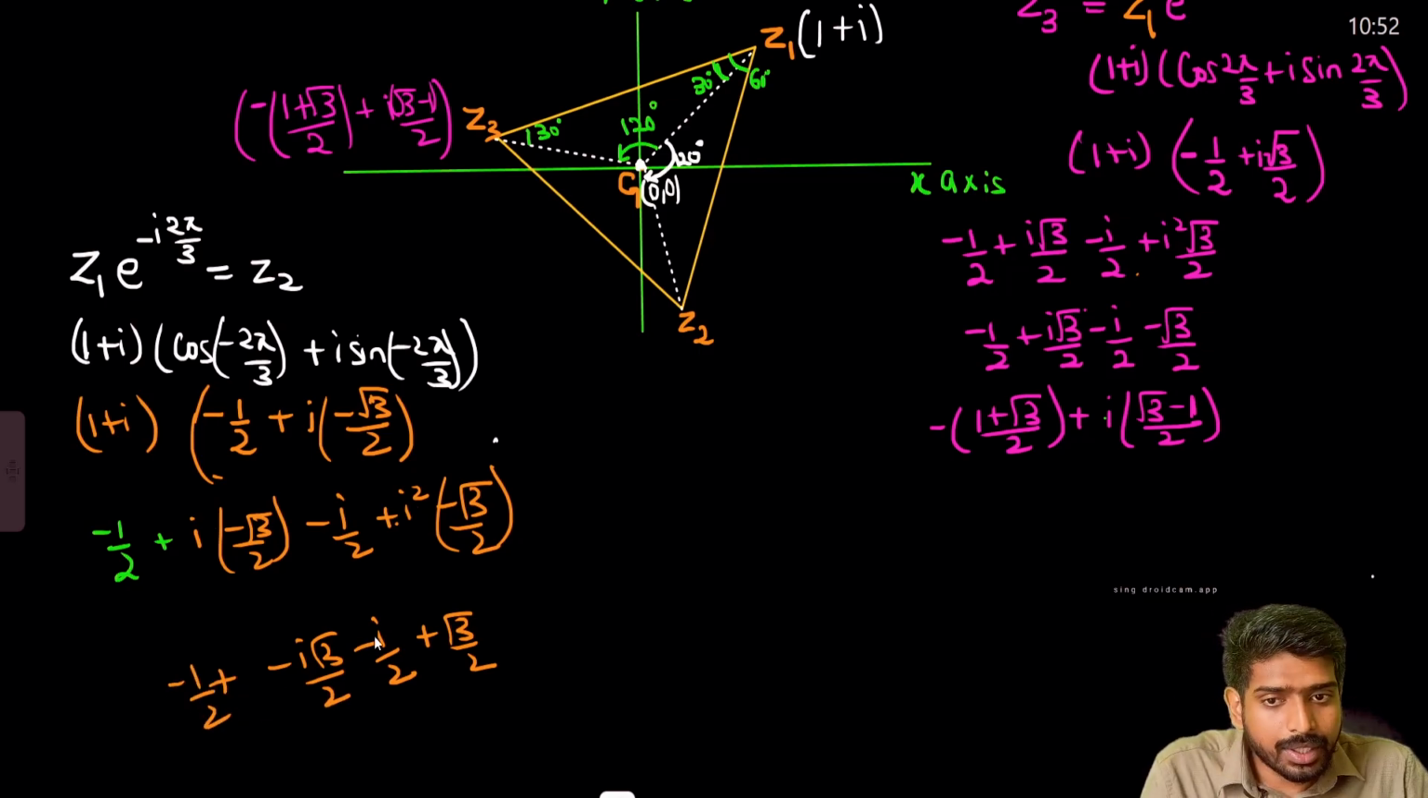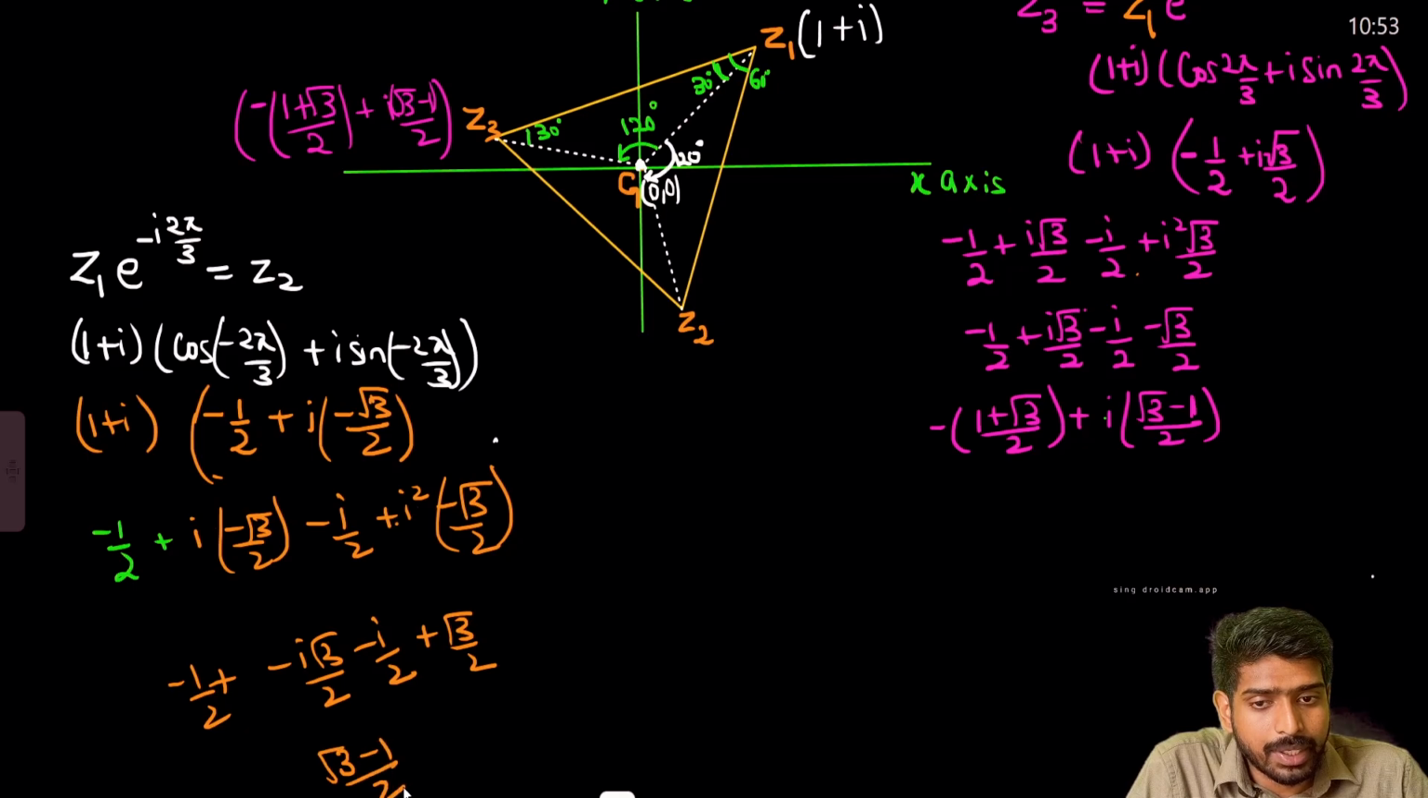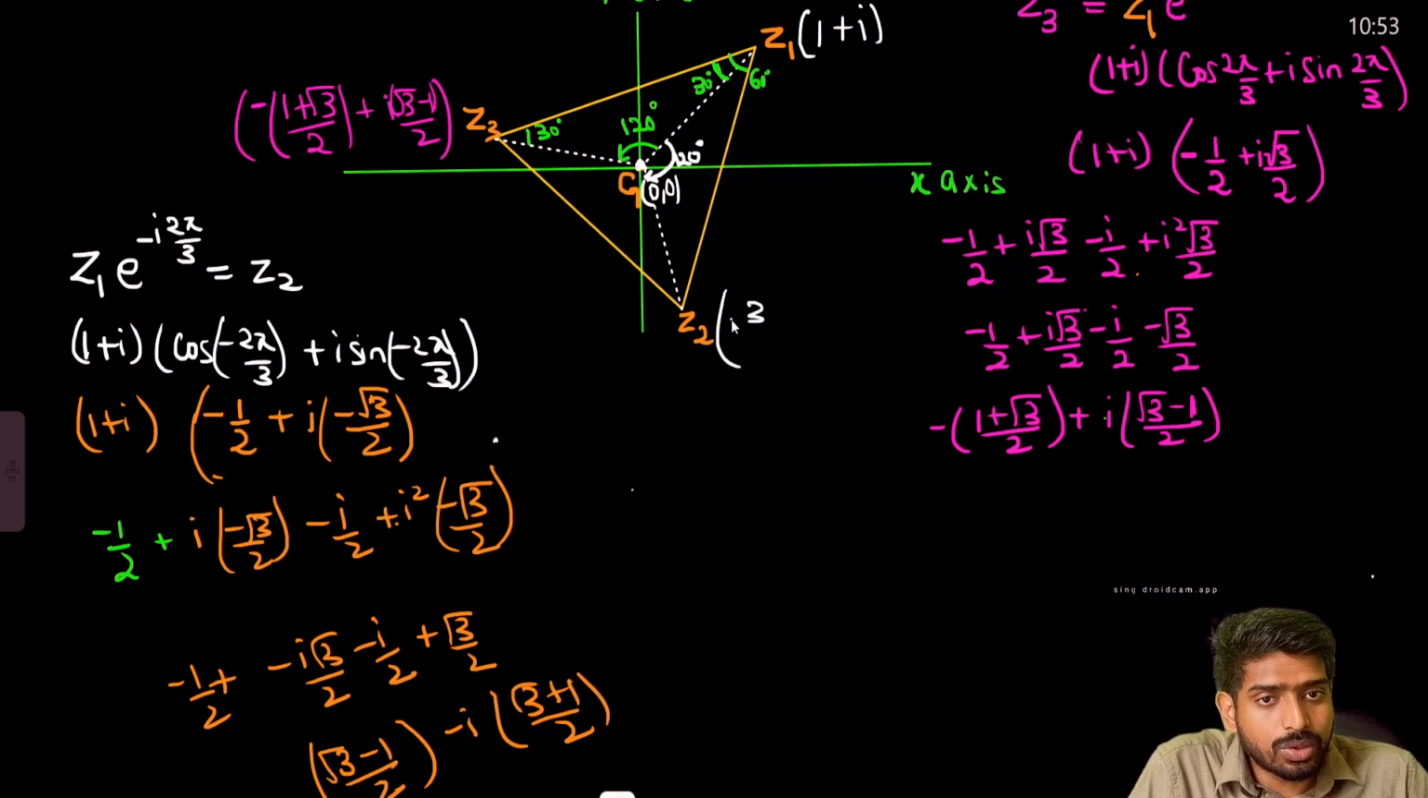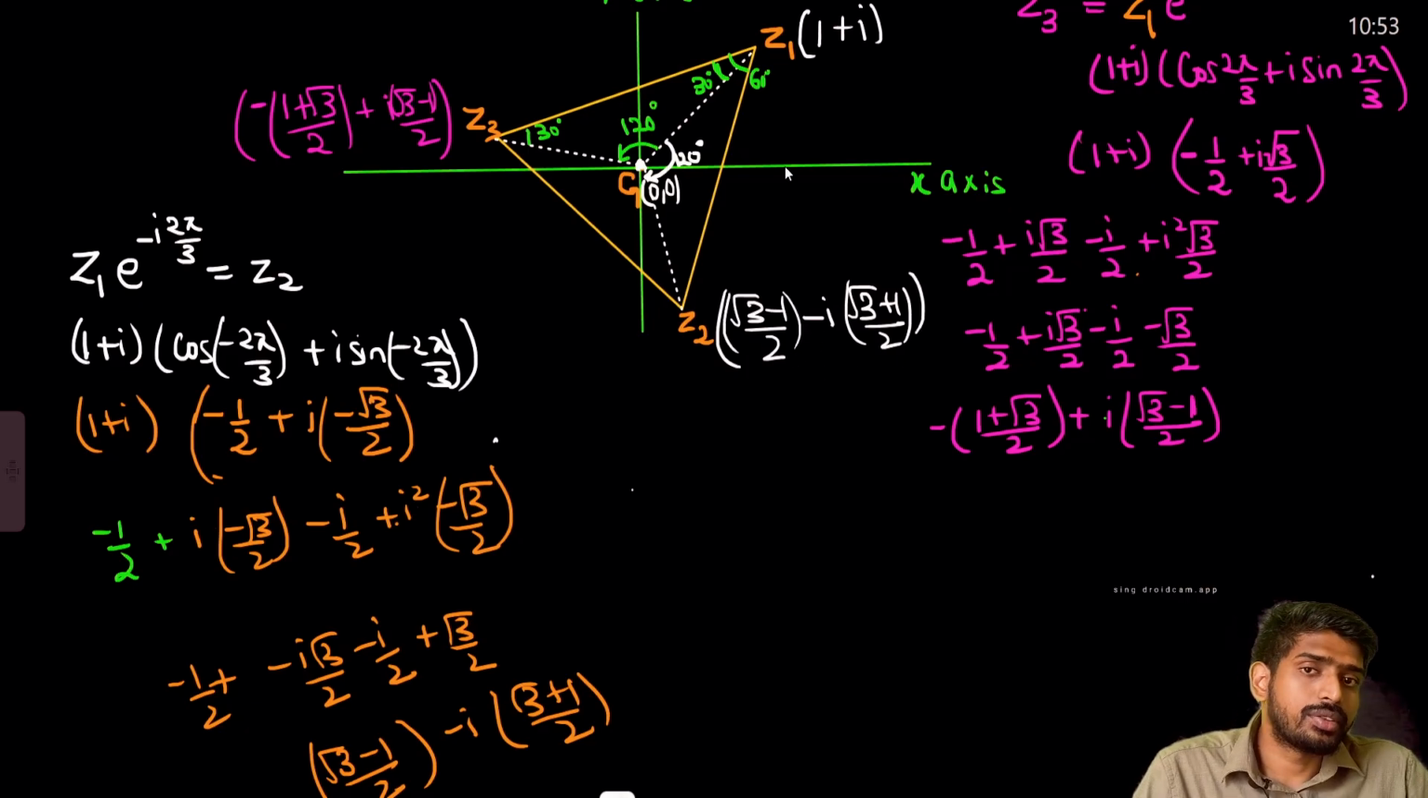Got it. Now next, I can take minus iota common from these two, and these two real terms I can write together. So this will be root 3 minus 1 by 2, and I'll take minus iota common. So here I get root 3 plus 1 by 2. This is my complex number Z2. So my complex number Z2 is root 3 minus 1 by 2 minus iota root 3 plus 1 by 2. Got it? We found the other two complex numbers Z2 and Z3, or other two vertices of the equilateral triangle.